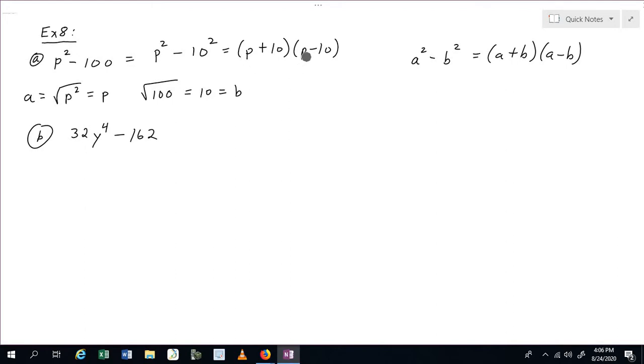You can see that p times p is p squared. The outer is minus 10p, the inner is positive 10p, those cancel out, and then the last would be 10 times negative 10, which is negative 100.